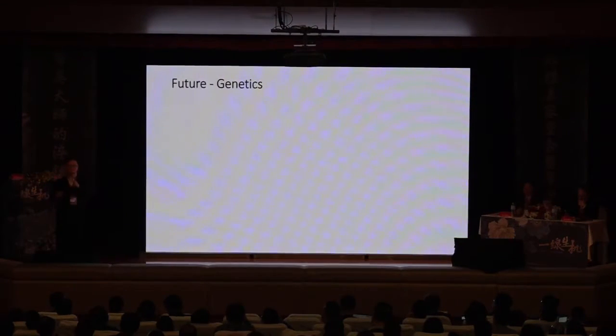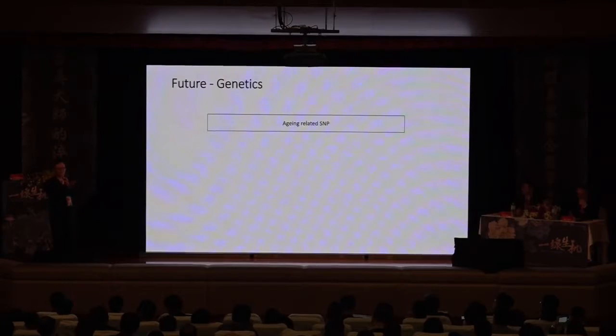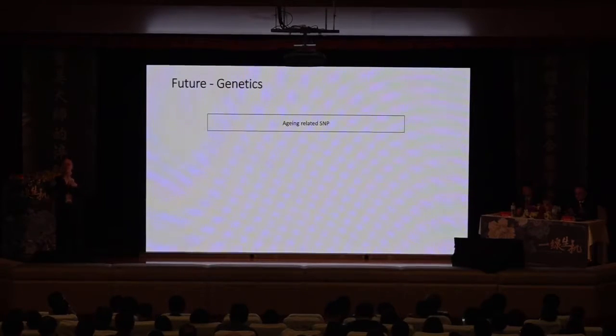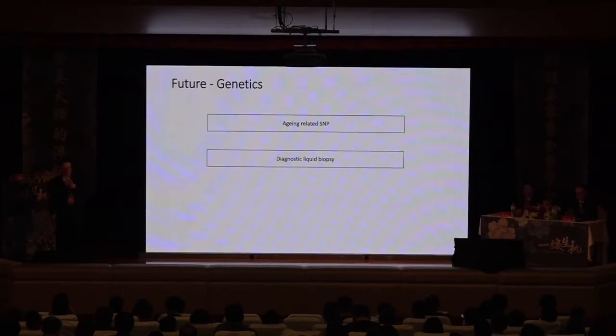And I want to talk about the genetics. We are all somewhat different. In the field of aesthetics, collagen and elastin, and skin aging, we are all different. If we can find the SNP, single nucleotide polymorphism, about skin aging and collagen degradation and elastin degradation, we can use CRISPR-Cas9 to correct such an aging process. And diagnostic liquid biopsy can also help us in the build-up.